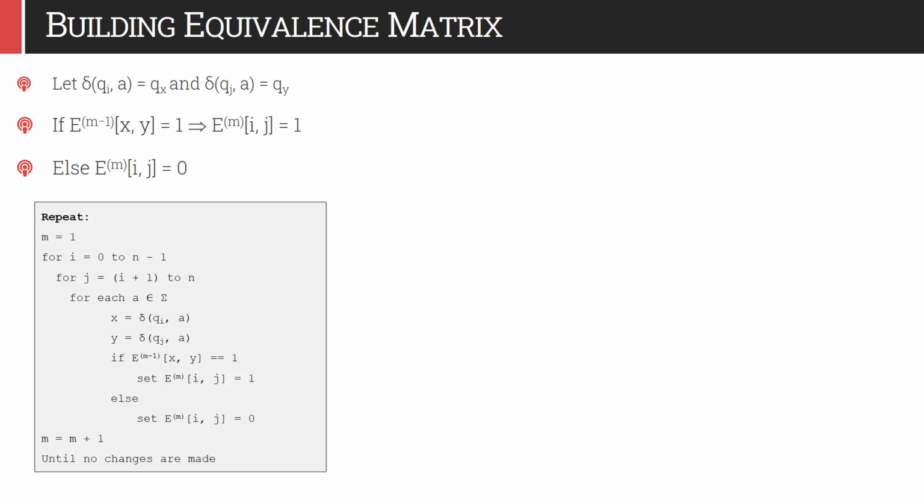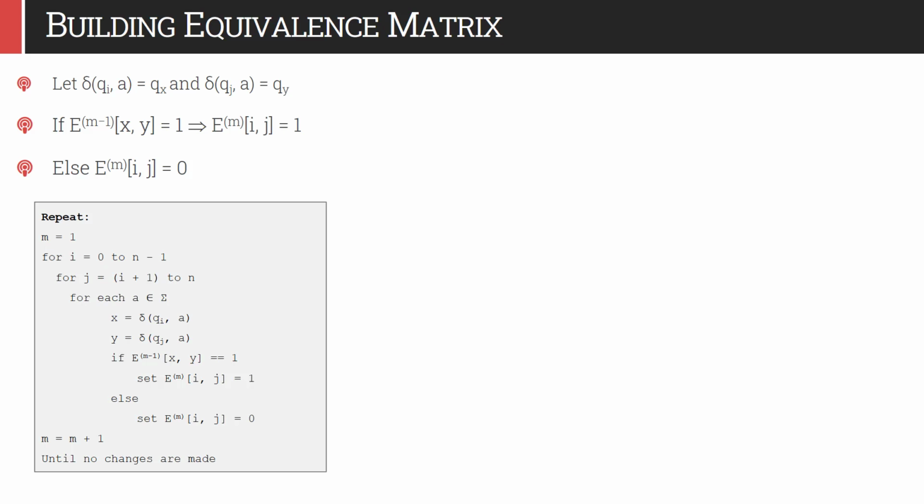We will start with m equal to 1 because E of 0 is already constructed. For i is 0 to n minus 1, for j is equal to i plus 1 to n, for every alphabet A which belongs to the set of alphabet sigma, we repeat this process. First we compute x as delta transition of Qi on A and y as delta transition of Qj on A. Now we check if E of m minus 1, the previous equivalence matrix, has value 1 on the xth row and yth column, then in the ith row and jth column of E of m we set it as 1, otherwise we set it to 0.